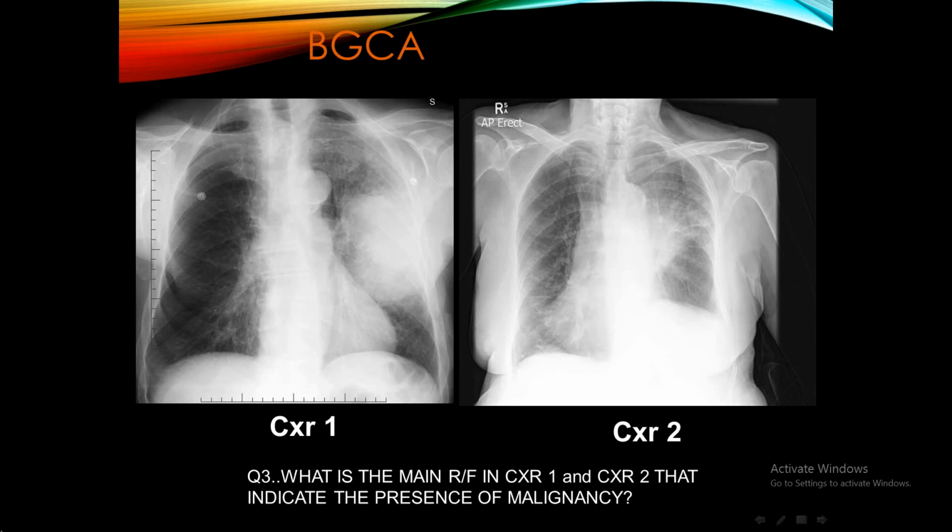Another question: do chest X-ray number 1 and chest X-ray number 2 have certain features that indicate malignancy? Of course, if you notice, chest X-ray number 2 has a lot of features, from the shape of the mediastinum to the hilum, to elevation of the dome of the diaphragm, to patchy opacification of the lung. But there is a key sign in the chest X-ray that directs us toward malignancy and makes us think this is a bronchogenic carcinoma.